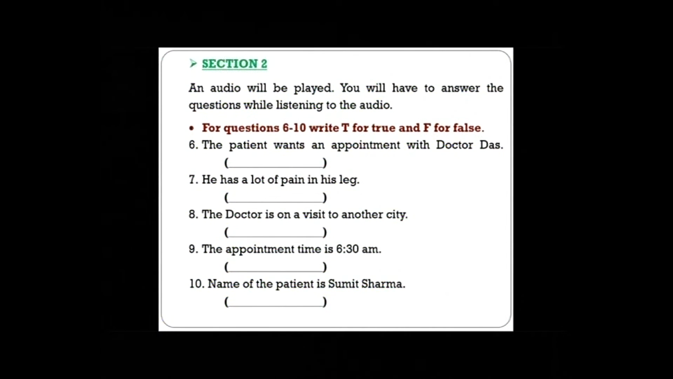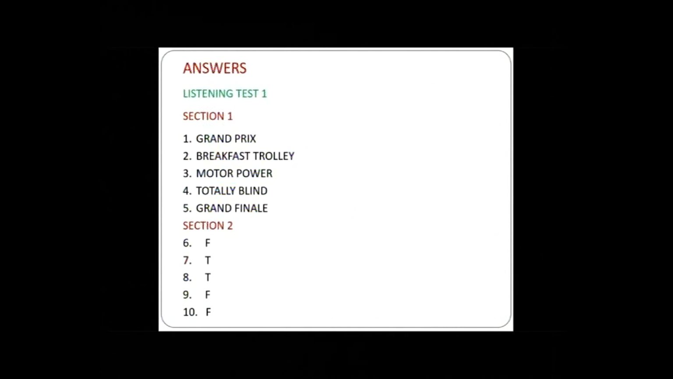So students, let's check the answers now. I hope you were able to answer all the questions. So here are the answers. The first one is Grand Prix. Now this one was a bit difficult. If you have studied the chapter well, then you will know this pronunciation. Otherwise, those who are not aware of this pronunciation might have missed the answer. The second one was breakfast trolley. Third, motor power. Fourth, totally blind.